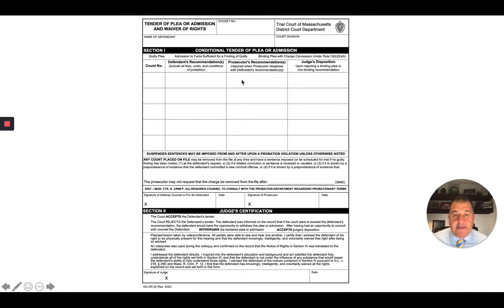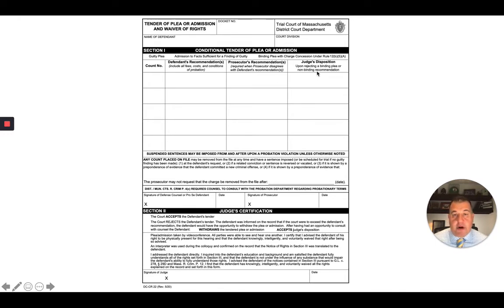Now, many times the prosecutor will agree with you, but sometimes they don't. And when they don't agree with you, it's what they call a disparate plea, meaning that you don't agree as to the appropriate sentence. And then ultimately, it's up to the judge to make the determination. Now, the judge can do exactly what you're asking for. The judge can do what the prosecution is asking for. Or the judge can maybe take a little bit of what you're asking for, a little bit of what the prosecution is asking for, and come up with their own disposition altogether.